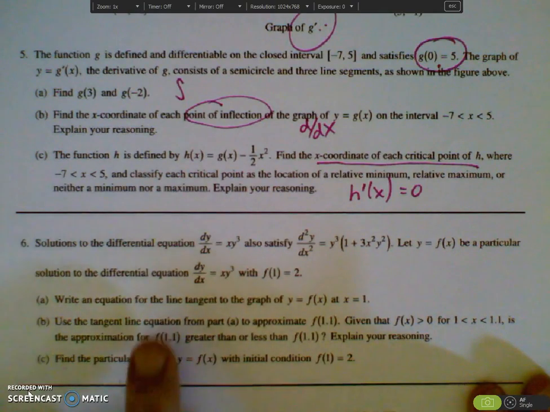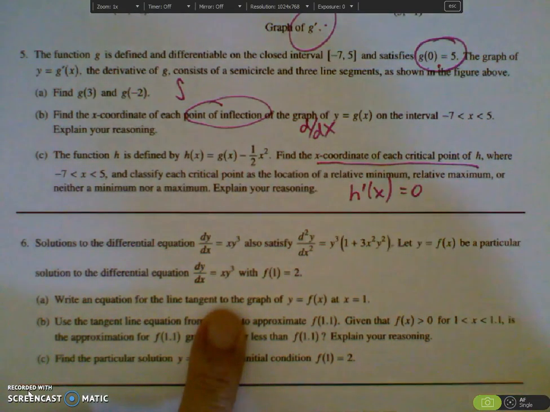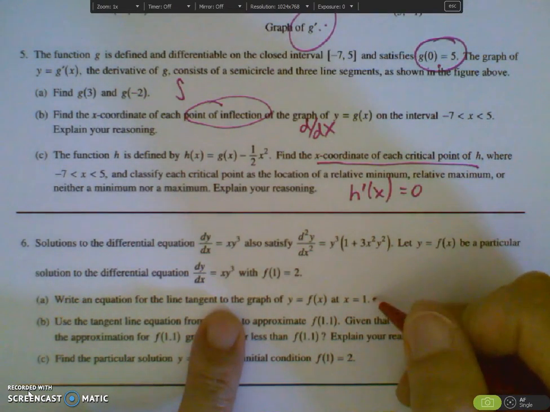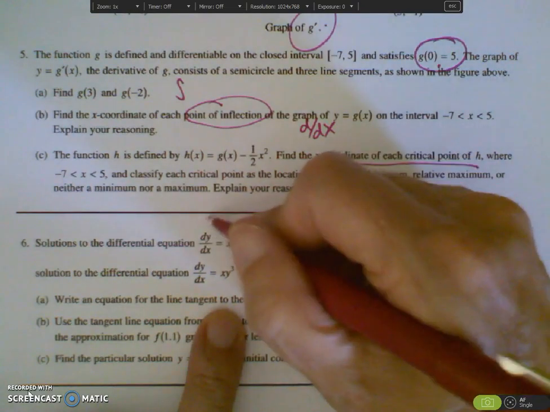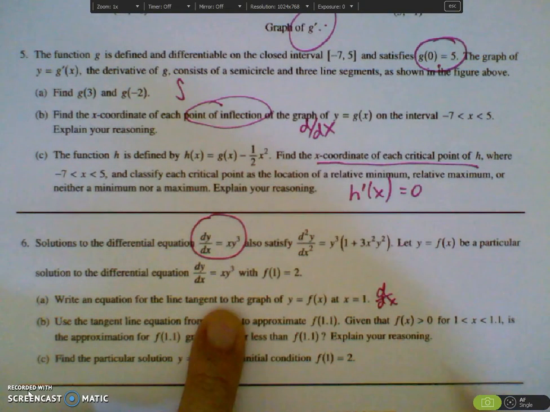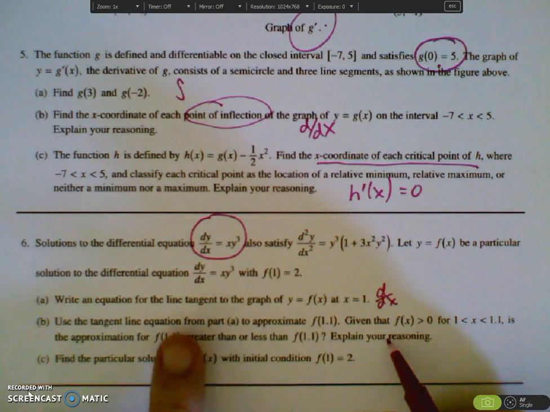Question number 6. Write an equation for the line tangent to the graph. To write the equation of a tangent line, we'll need the slope, and so that involves a derivative. Now, I don't need to take the derivative because it's given to me here in the problem, but this still involves using a derivative. And then here, use the tangent line equation from part A to approximate. So I'm using something I've already done.